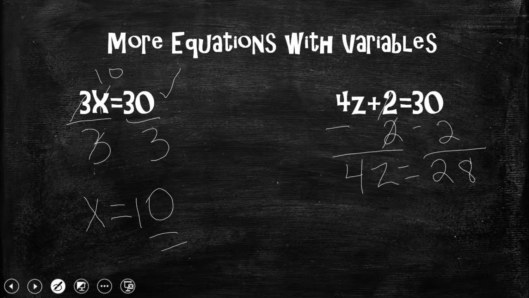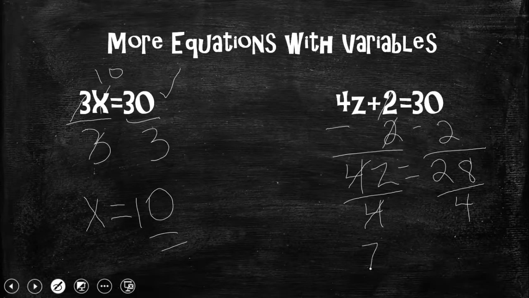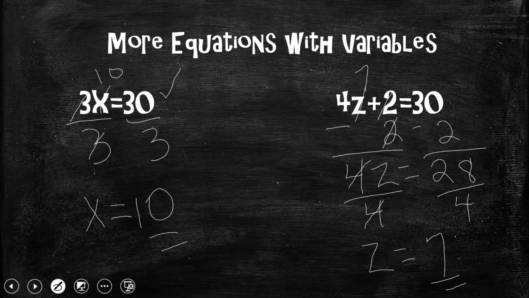Okay, now what do we need to do? We need to divide both sides by 4. So we'll divide by 4, divide by 4. 4z divided by 4, we cancel out those 4's and we have z by itself. 28 divided by 4 is 7. Okay, let's check our work. Let's substitute this 7 in for the z at the top. 4 times 7 is 28, plus 2 is equal to 30. That checks correct.